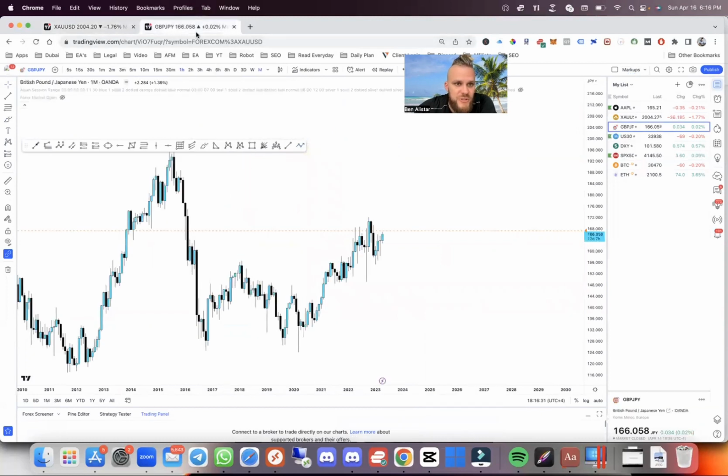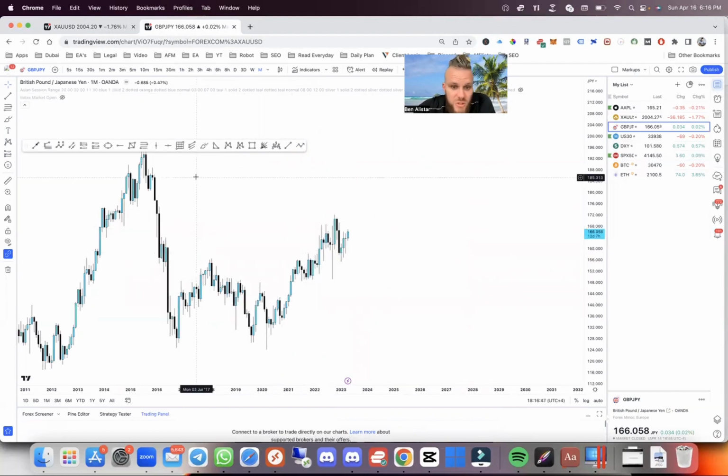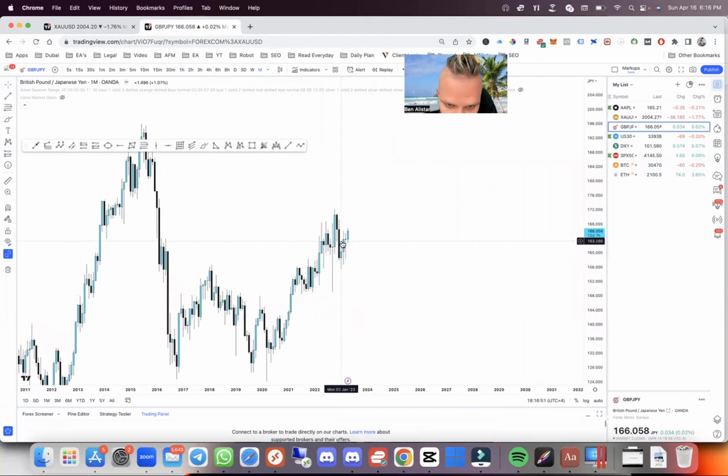GJ, guys, if we go over onto GJ, we're on the monthly here. Let me just remove this. So if we look on the monthly here, we are bullish at the moment on the monthly, and we have got a confirmed continuation pattern here. So this could be an indication that GJ is going to head up to these highs.